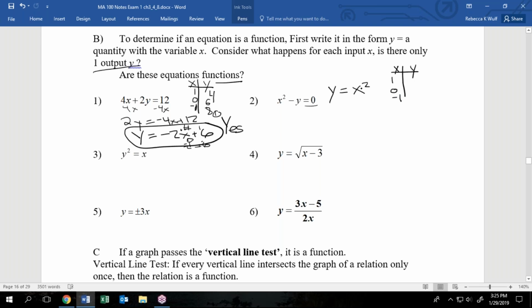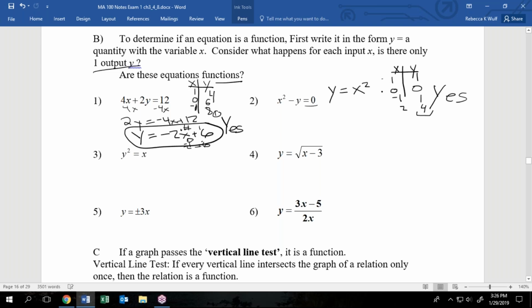Let's see. When I plug in 1, 1 squared is 1. I take 1, I square it, I get 1. That's one answer. I plug in 0, I get 0 squared is 0. I plug in -1, -1 squared is 1. I plug in 2, I get 4. Whatever values you want to plug in, the real question is, am I only getting one answer for each one of these? Okay, that's a yes again.